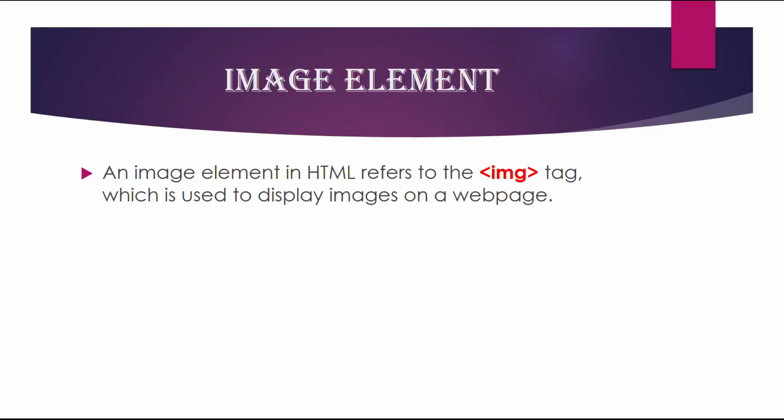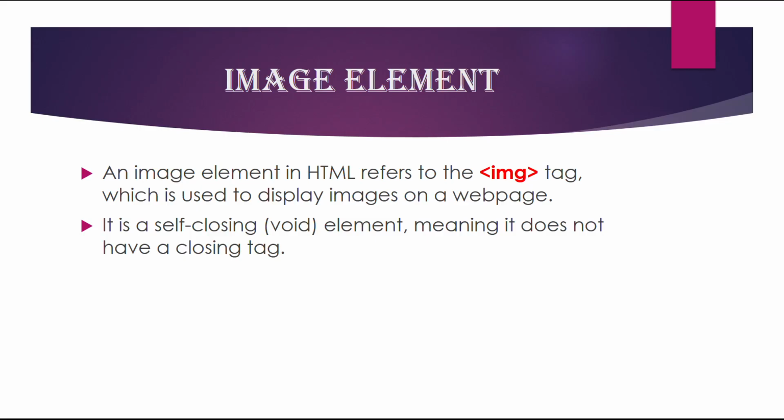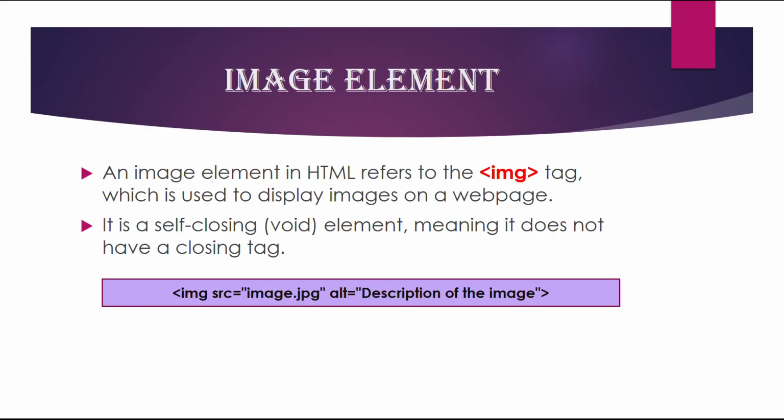Now let's head over to the image element. So what is the image element? An image element in HTML refers to the img tag, which is used to display images on web pages. It is a self-closing element, meaning it does not have a closing tag. That means it is not like an anchor tag. So let's just see. The image tag requires at least two attributes. The first one is src and the second one is alt. Src means source and alt means alternative. The src specifies the location of the image and the alternative provides a description of the image in case it doesn't load.